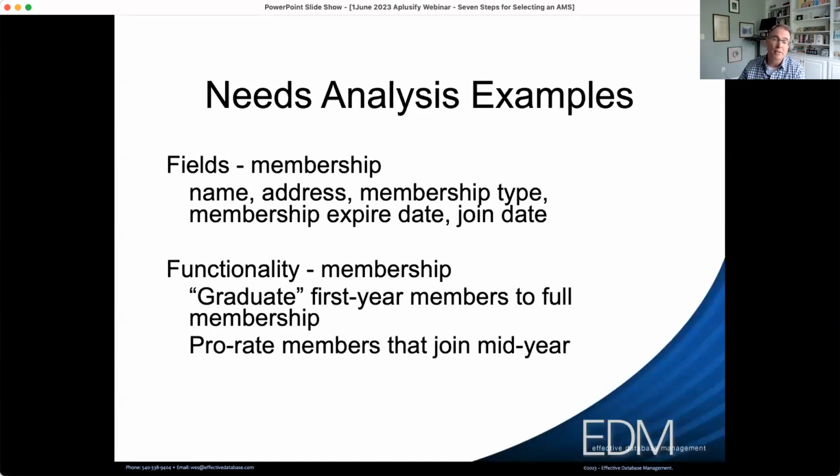Another example from the trade association side, our dues run from January 1 to December 31. When members join during the mid-year, how should they be treated in terms of that price? Some of my clients will say prorate that. Some will actually say pay full fare first year, prorate second year. That's a different type of functionality. And again, you need to know if the AMS that you're looking at can provide this kind of functionality.